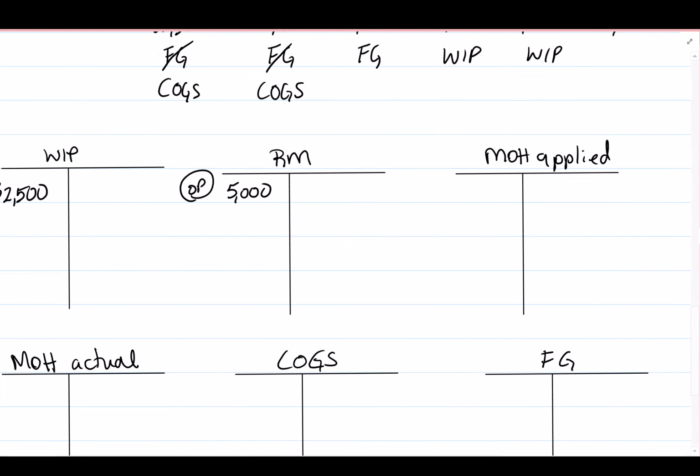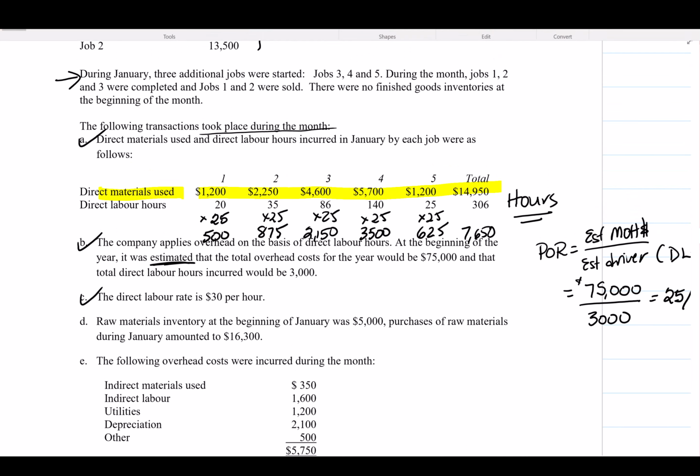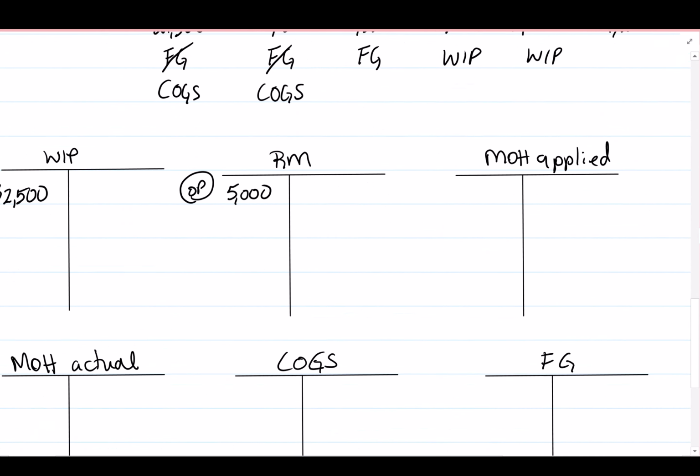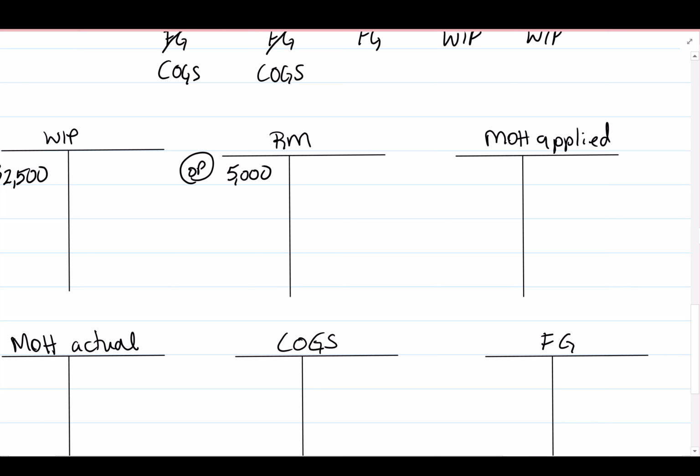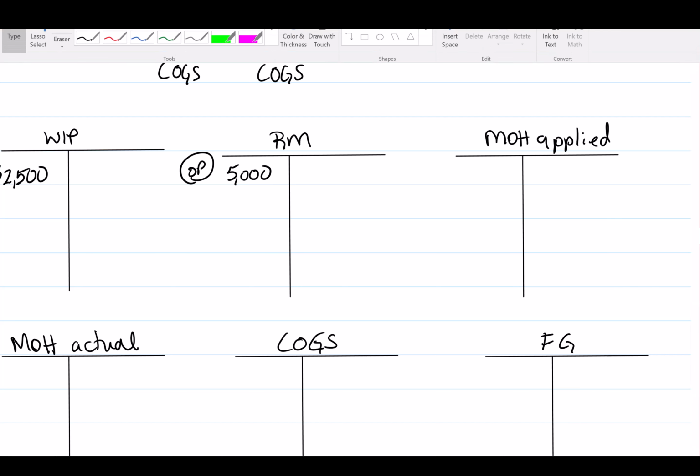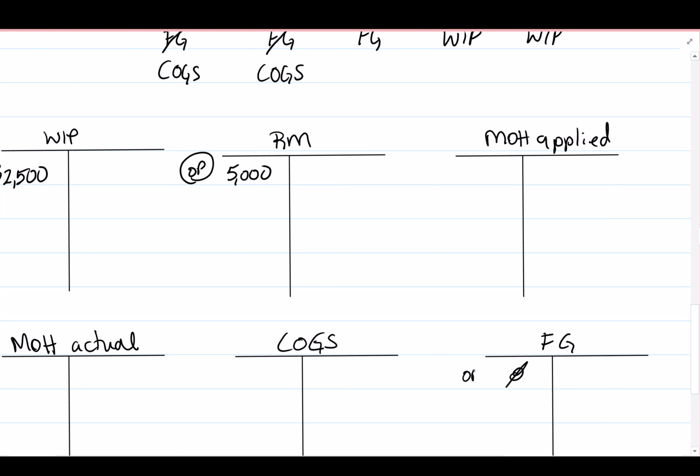It did say also, up at the top, there was no finished goods inventory at the beginning of the month. They also haven't given us cost of goods sold at the beginning of the month, so we're only going to deal with January for that. So MOH applied, MOH actual, we're not going to worry about that. Cost of goods sold, we're not going to worry about that. And if you want, you could put a 0 in the opening balance of finished goods. Because you could have a balance in finished goods that at the prior month you had finished the job, but you just hadn't sold it yet. So there could be an opening balance in there because things could sit in finished goods.